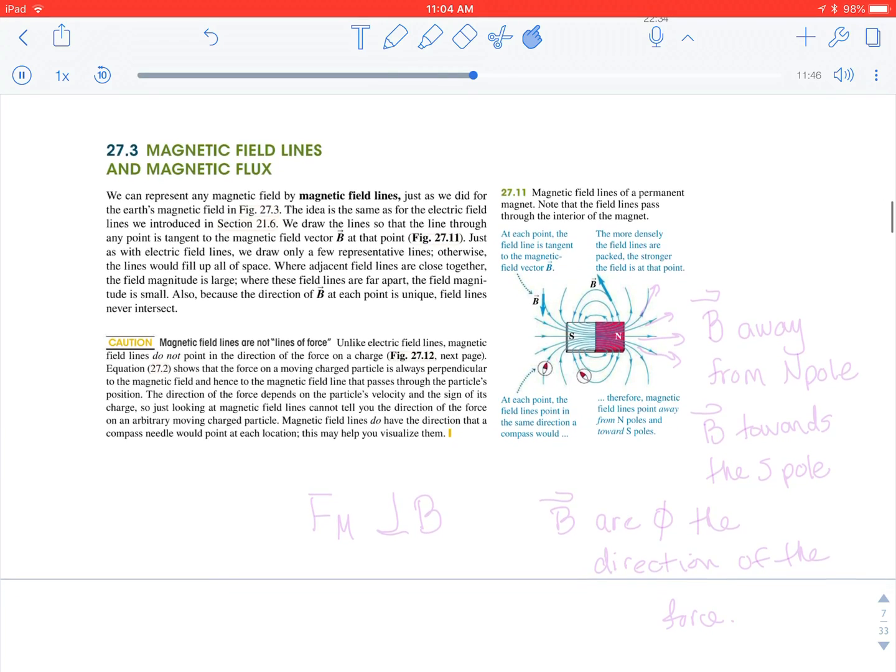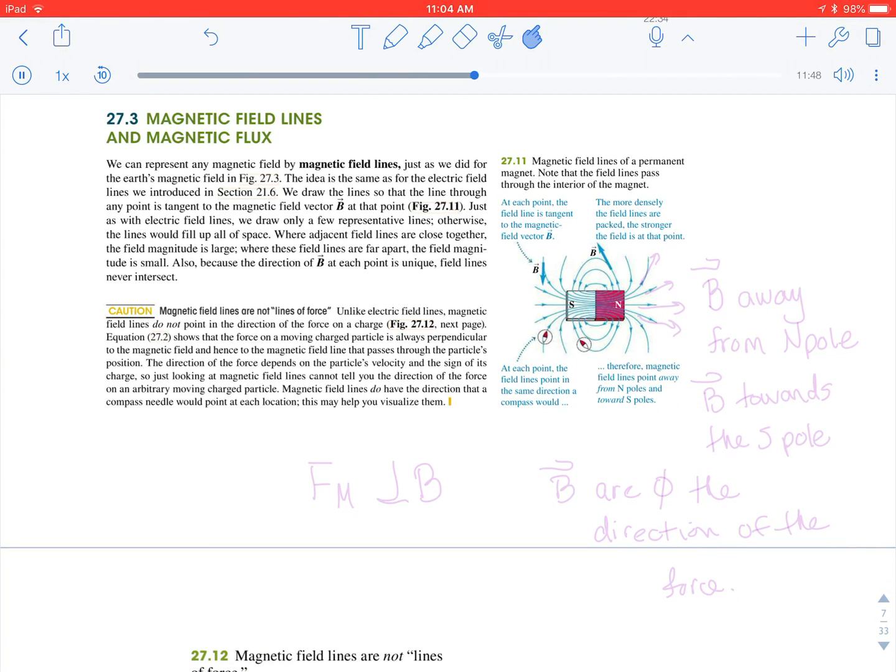Okay, we're going to talk about magnetic flux and magnetic field lines. Just a quick reminder that magnetic field lines are not lines of force. So if you take the magnetic field lines, you can see they show basically which way a compass would point at each of these points. And magnetic field lines always point away from the North Pole. And magnetic field lines always point towards the South Pole.